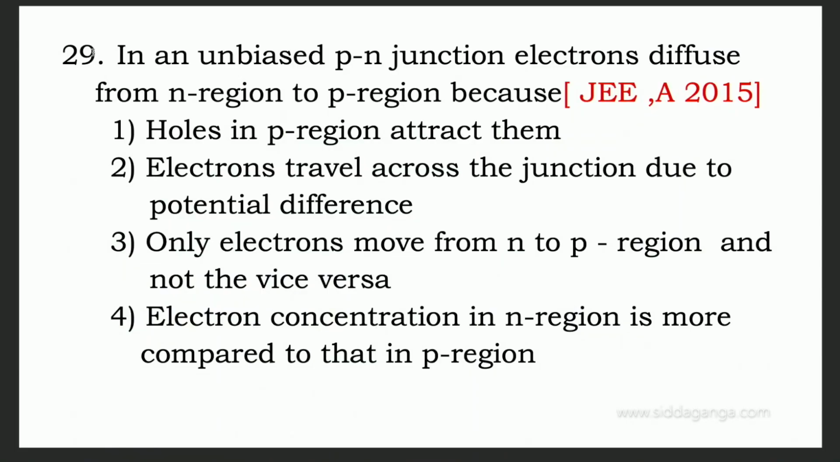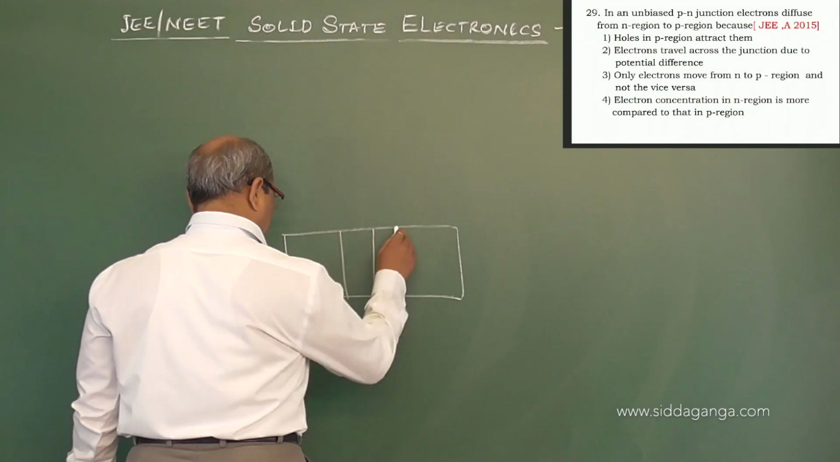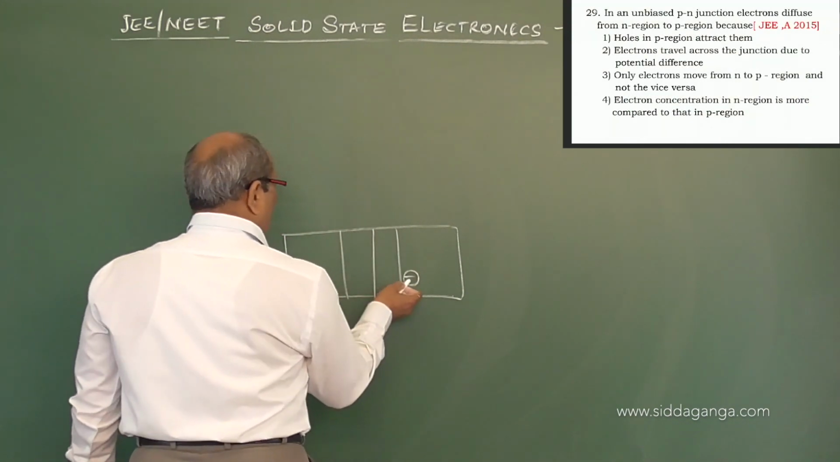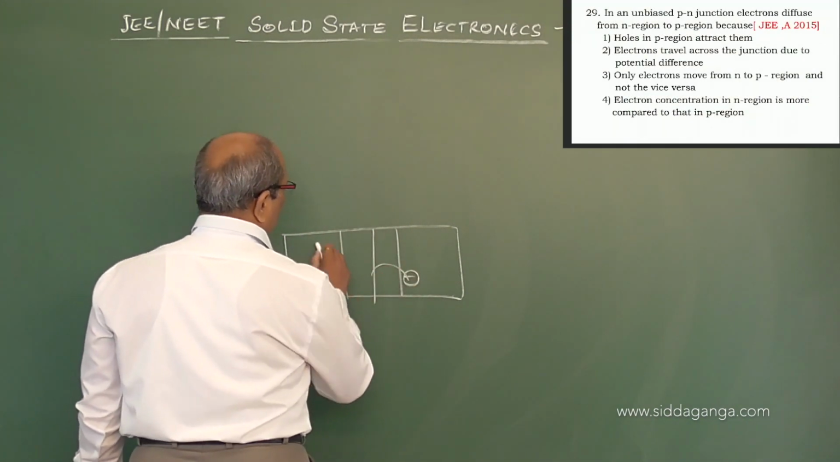In an unbiased p-n junction, electrons diffuse from n region to p region, because JEE 2015, the reason they are asking why electrons move from n region to p region. 29th question, when the p-n junction is forming, electrons diffuse, why do they diffuse into this p region.